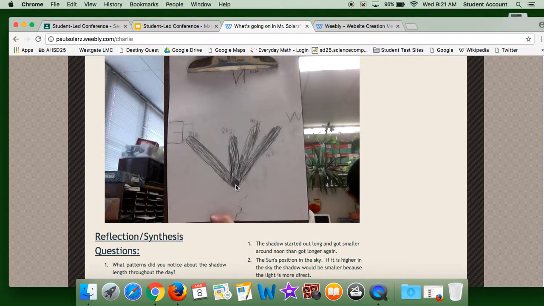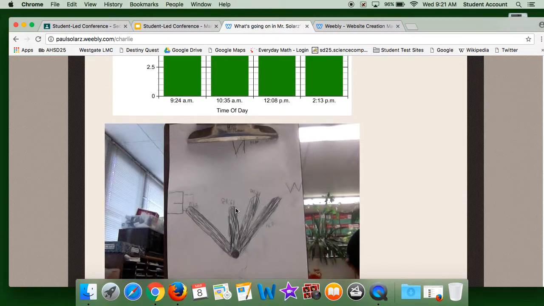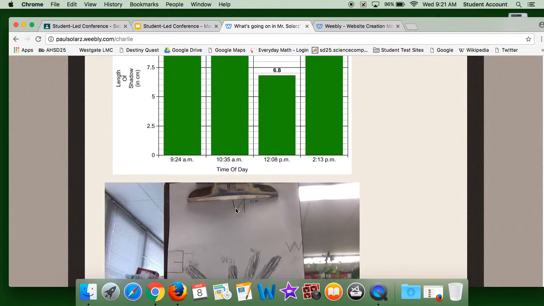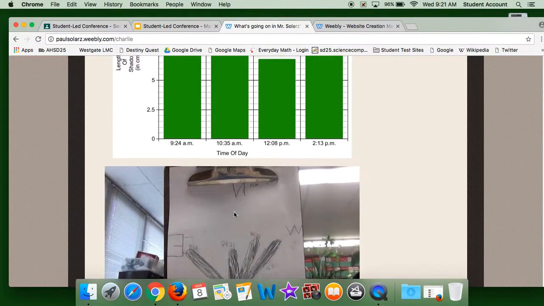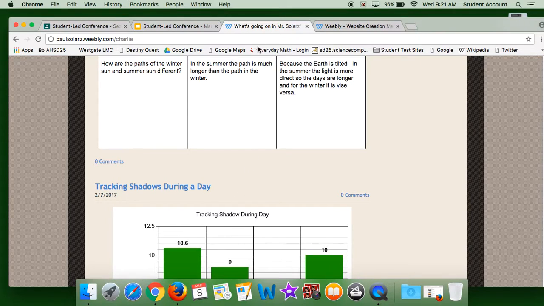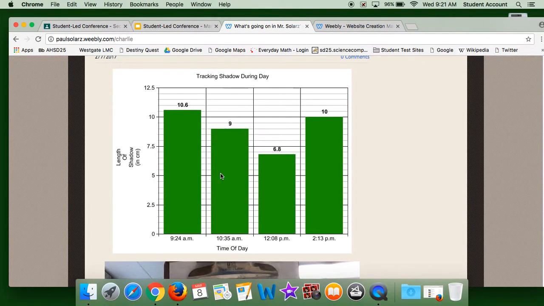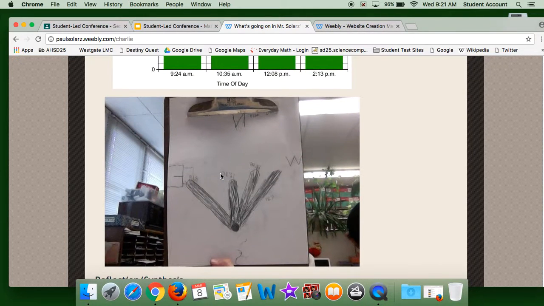There was a battery right there. Then we tracked where the shadow was. I'm proud of this one because I really liked it, and I learned how long shadows are during different parts of the day, and I also learned where the shadows are placed in different parts of the day.